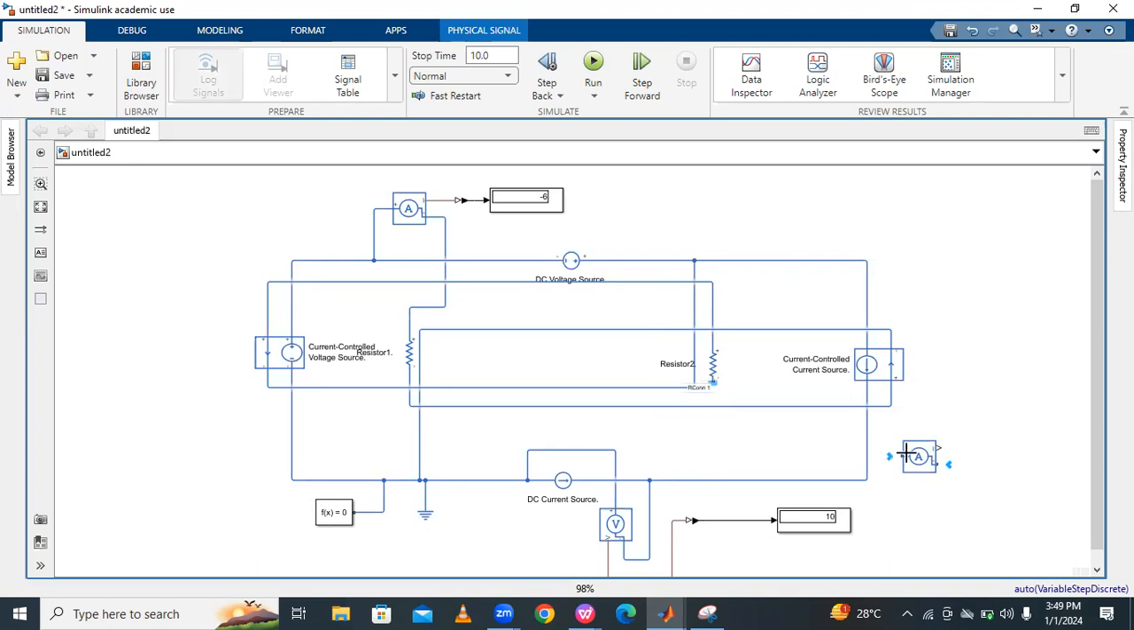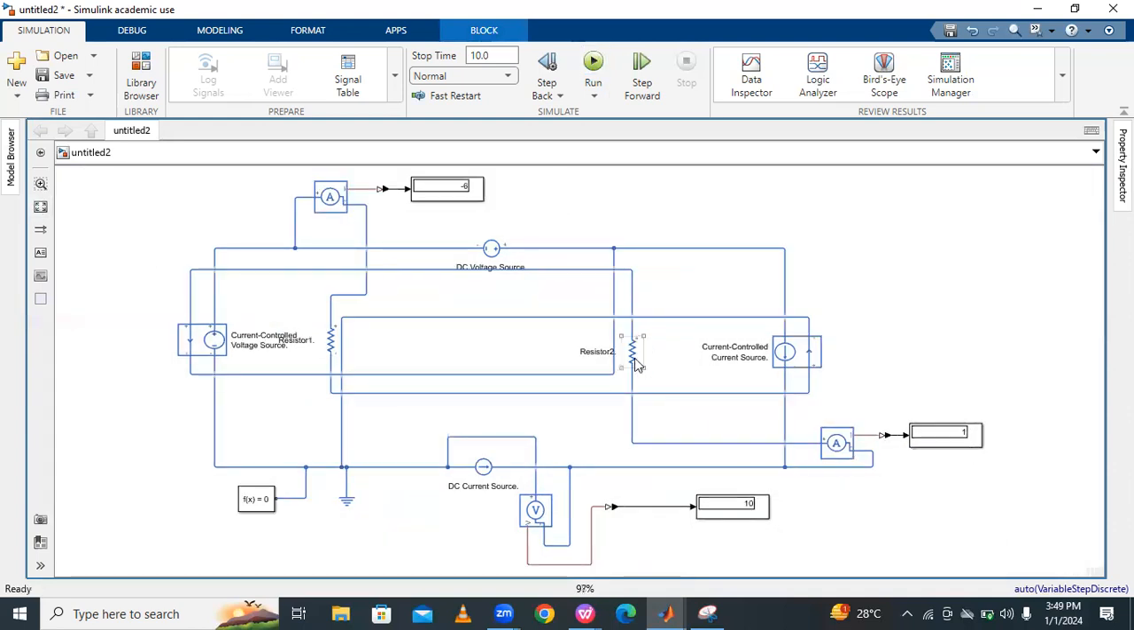Connect here positive to the positive here, second terminal to here, and then here too, this way. And then one PS Simulink converter is required. PS Simulink converter and then one display, and then simulate. So 1 amp current flows into the 2 ohm resistor. The current flowing into the 1 ohm resistor is called IX.